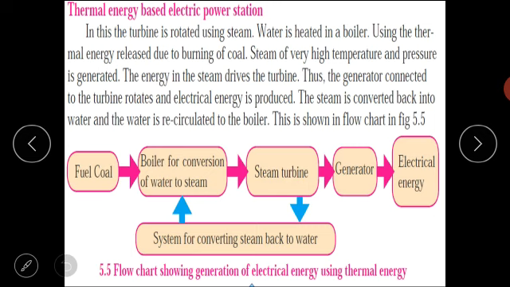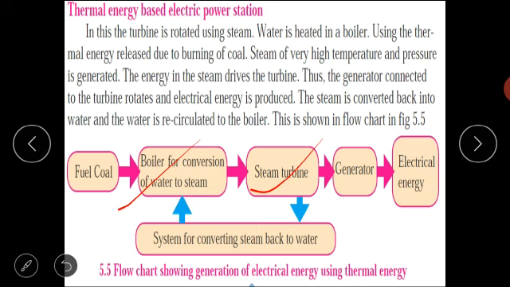Okay, let us study in detail. As I have shown you in the flow chart on the slide, first, coal is used as a fuel because it produces heat energy. Then this heat energy is provided to the boiler for conversion of water to steam. As in the second block you can see, water is boiled and steam is produced. Third, the steam turbine.